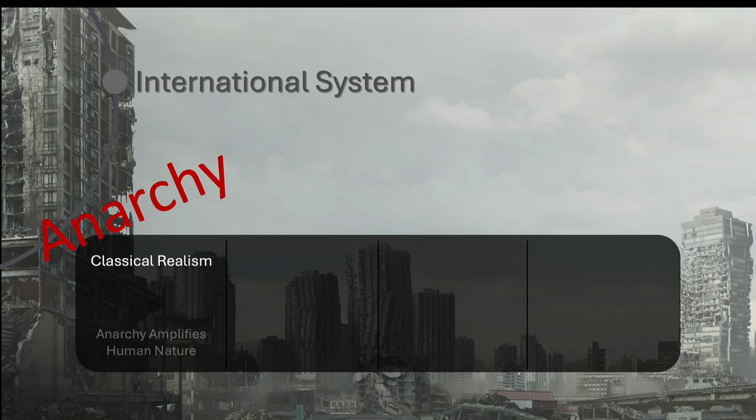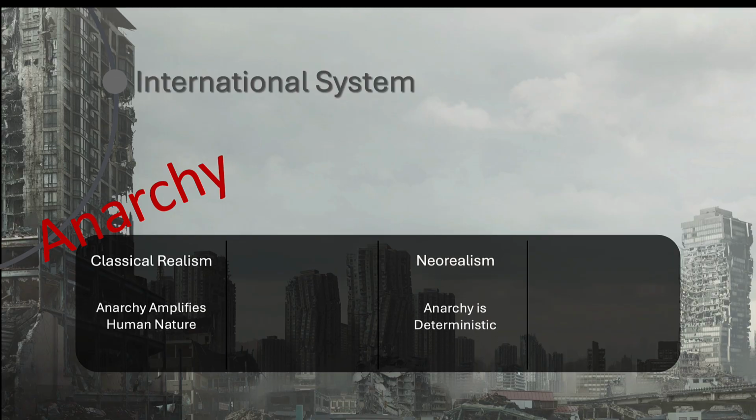For classical realists, anarchy amplifies the darker side of human nature. It creates a world where fear, mistrust, and the drive for power dominate. Without a higher authority to constrain them, states will necessarily fall into patterns of war and rivalry. It's not personal, it's structural, and it's also deeply psychological. Neorealists take that one step further. They argue that anarchy isn't just dangerous, it's deterministic. The structure of the international system, especially how power is distributed, drives state behavior. In a unipolar world, one dominant state sets the tone. In a multipolar world, uncertainty and balancing dominate. There's no escaping these structural pressures.